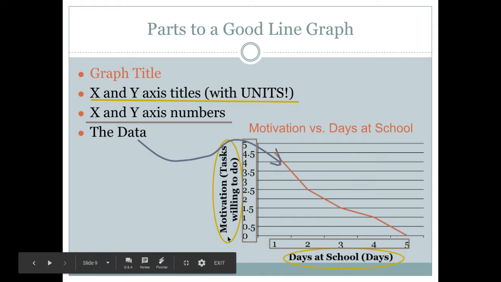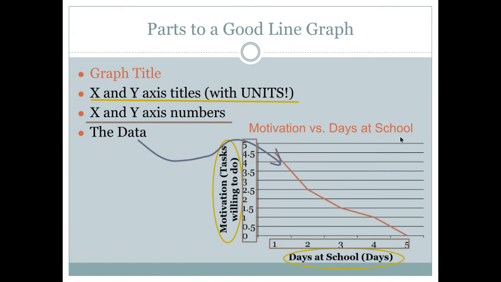Motivation's on the y-axis. So you put motivation versus days at school, and that's your graph title. It's very easy. We also need axis titles, which tell us what each axis is talking about, and we always want to include units on that. So in this case, the y-axis is motivation, and we're measuring that by how many tasks a student is willing to do. And the x-axis is days at school, measured in, you guessed it, days.